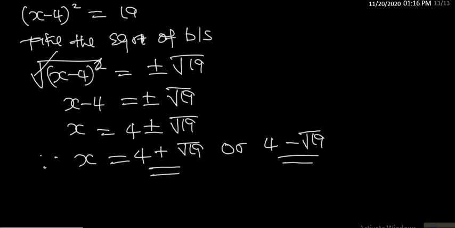Alright guys, so this is how to solve a quadratic equation by completing the square. First of all, complete the square, and then you solve the equation using the square root method. And remember to take plus or minus of the right hand side, and then you will be done.